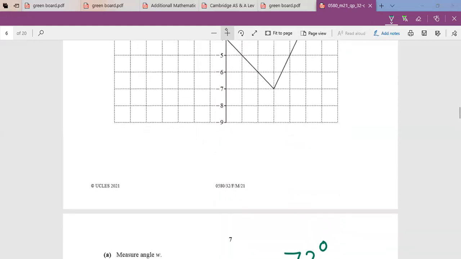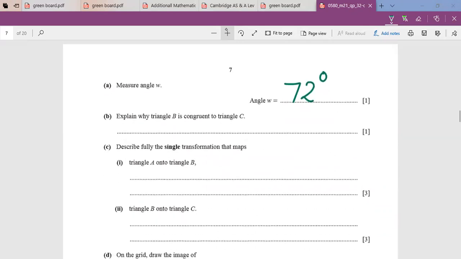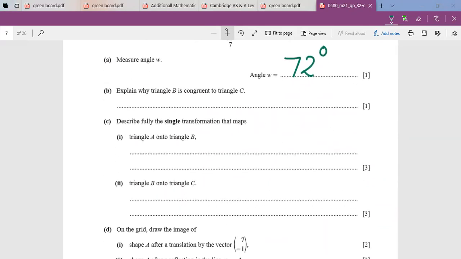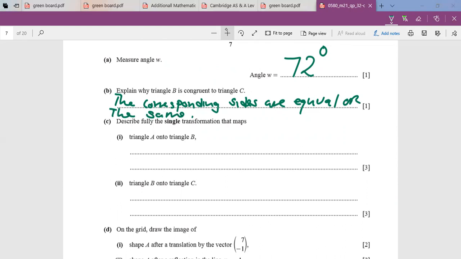So the reason why triangle B is congruent to triangle C is that the corresponding sides are equal. Or if you don't want to use equal, you can say the same. Okay, we are done.